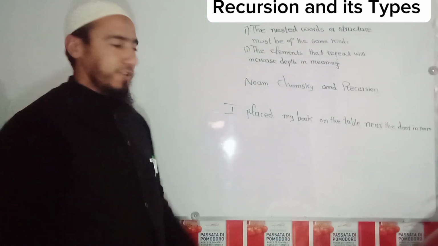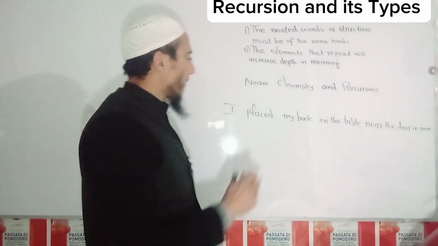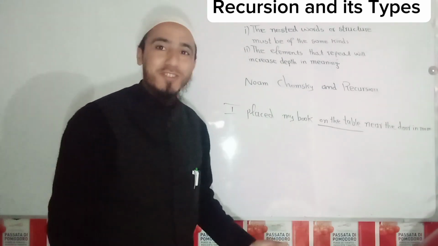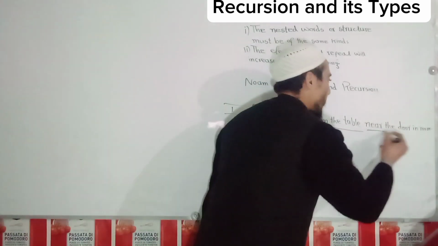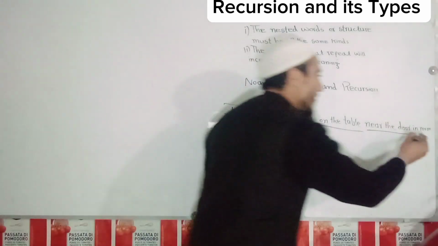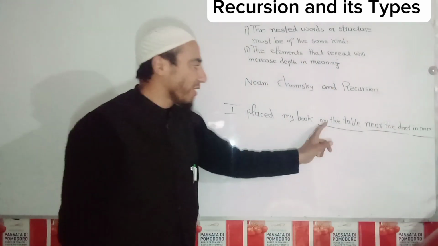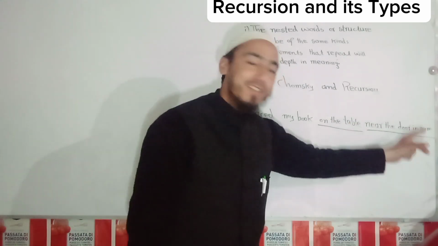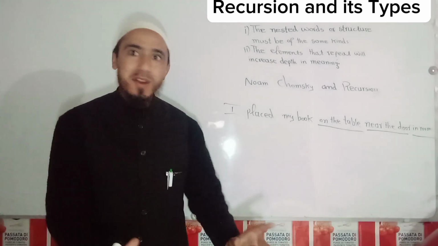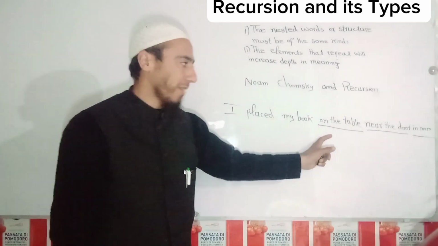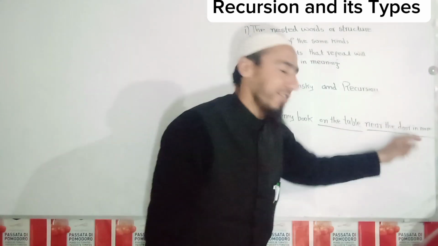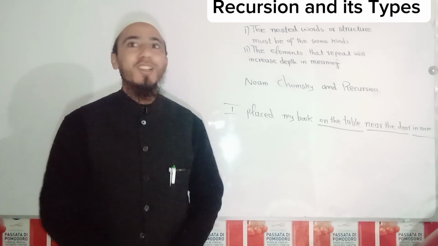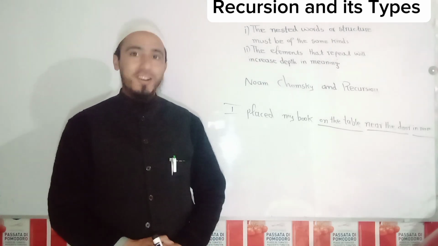Listeners and audience, in this sentence you see, I placed my book on the table. This is one prepositional phrase. Near the door, this is another prepositional phrase. In the room, this is another. You see, on the table, one structure; near the door, another same structure; in the room, another. Though the words are different, here is a prepositional phrase, another prepositional phrase, and another prepositional phrase. So repeatedly they are found. This repetition is called recursion.